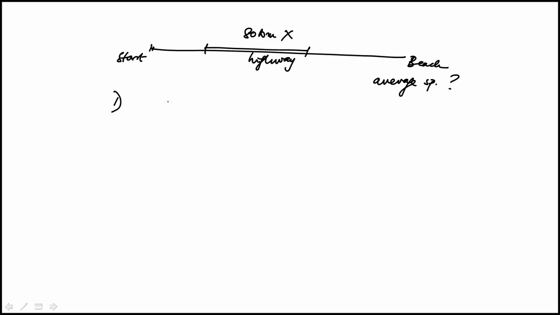So I'll start with statement 1, which says the average speed on the highway was 80 kilometers per hour. Well, we have no information about the remaining trip, what distance, time, so 1 alone is insufficient.